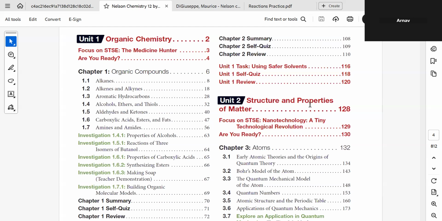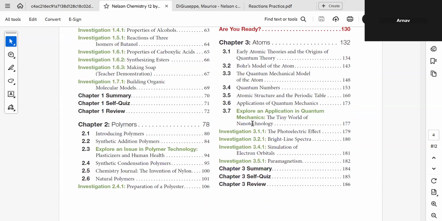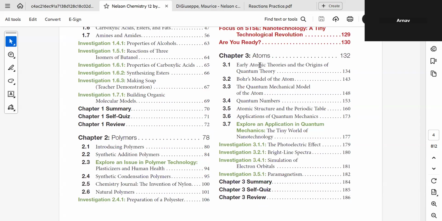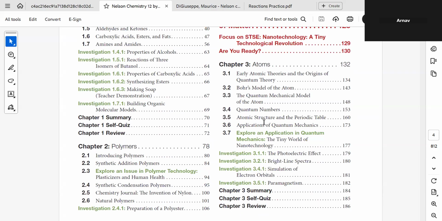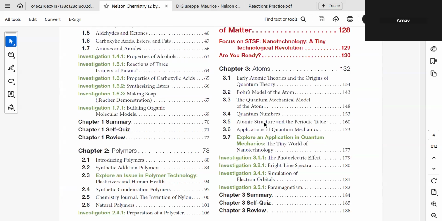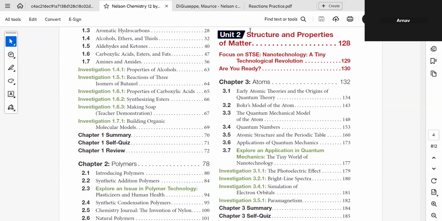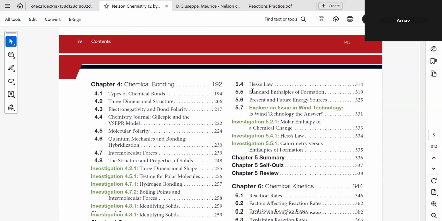Then we have structures and properties of matter. In that we have chapter 3, that is atoms, right? Very interesting, extremely easy. You studied some part of this in your grade 11, and this is now taking that basic and extending it. So we'll start with unit 2, structure and properties of matter. In that we'll start with chapter 3, then chapter 4. I'm pretty sure you did Lewis structures in grade 11, right? Yeah. So this is an extension.